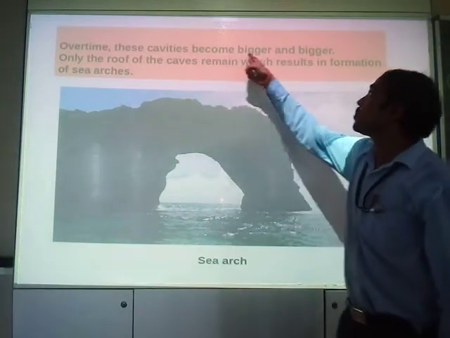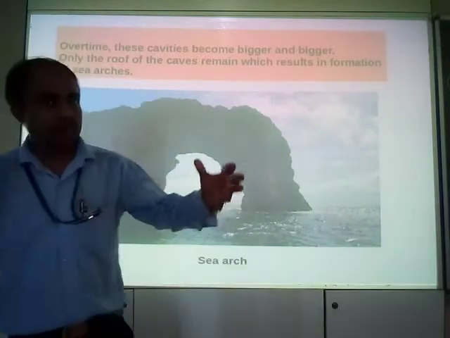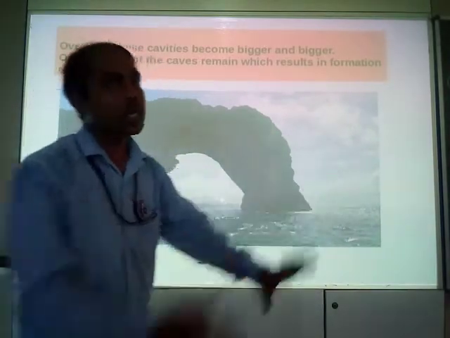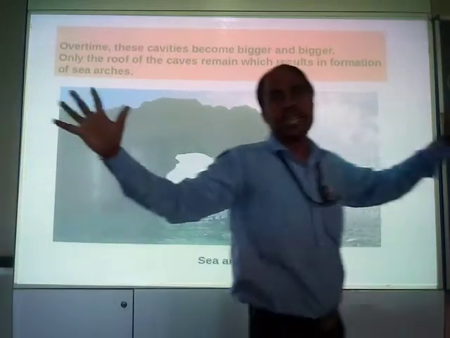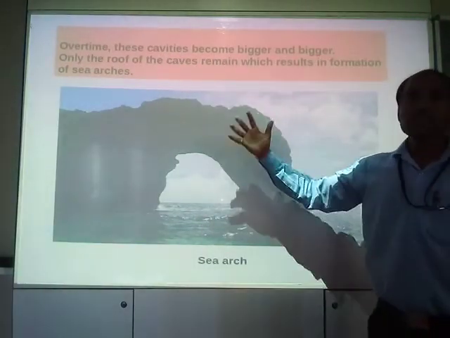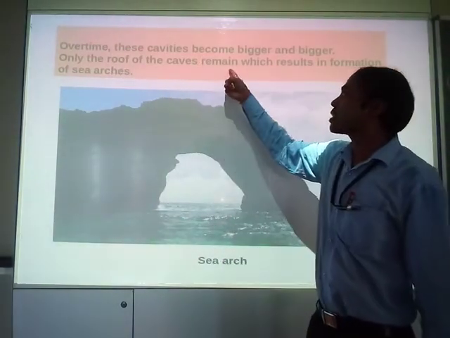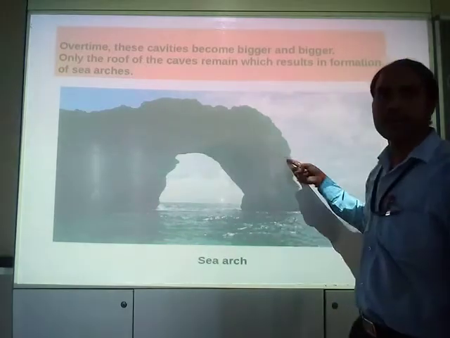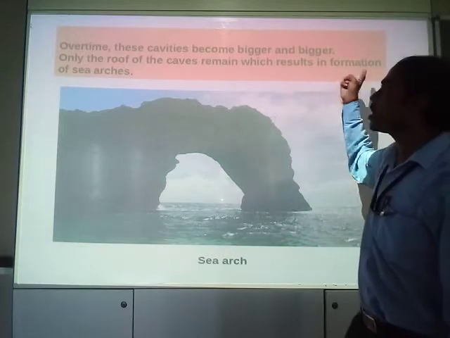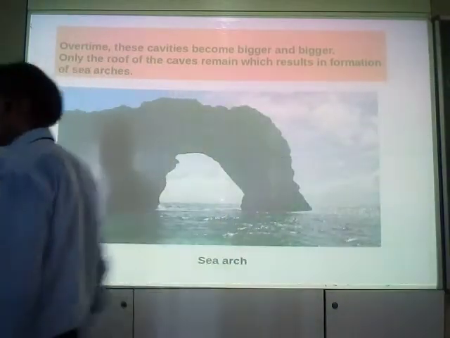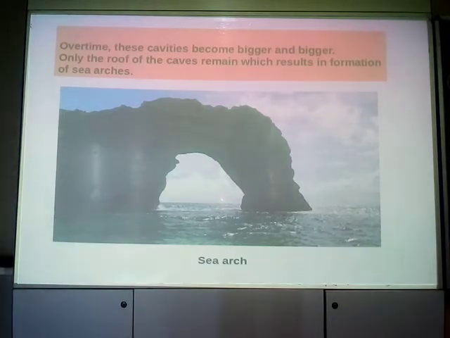become bigger and bigger, because sea waves come time and again and strike the cave, right? When the cavity becomes bigger and bigger, only the roof of the cave remains. The roof of the cave remains, which results in the formation of sea arches. Such a structure is called a sea arch.